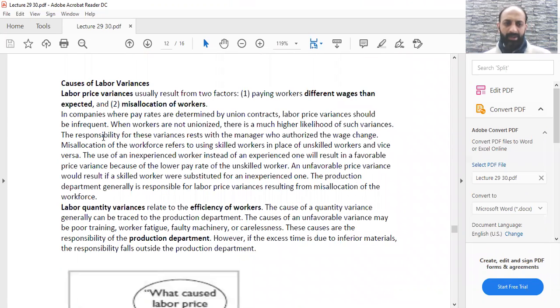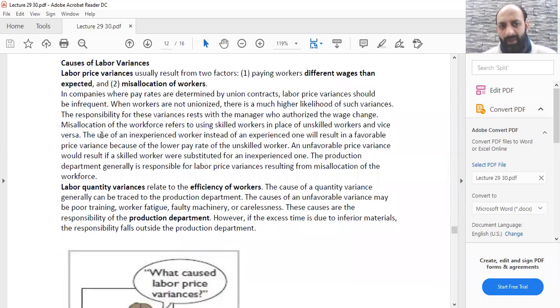Now, what are the causes of labor variance? Labor price variances usually result from two factors: paying workers different wages than expected and misallocation of workers. In companies where pay rates are determined by union contracts, labor price variances should be infrequent. Now, when we talk about causes of labor variance, we have to look at the misallocation of workers. Misallocation of workers can have two different aspects.